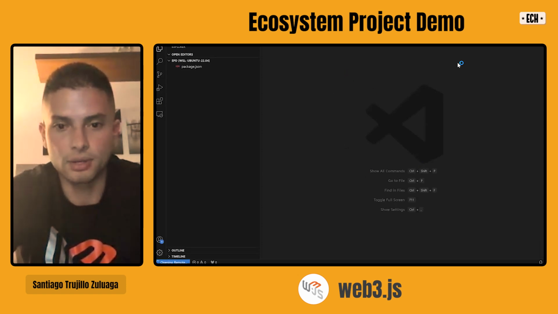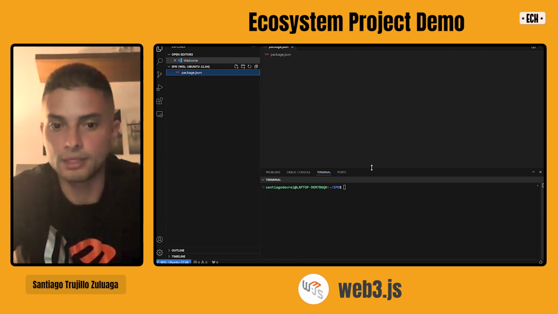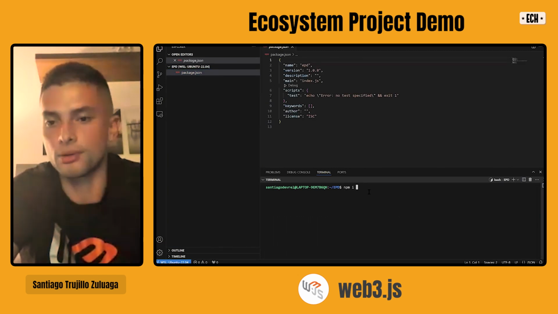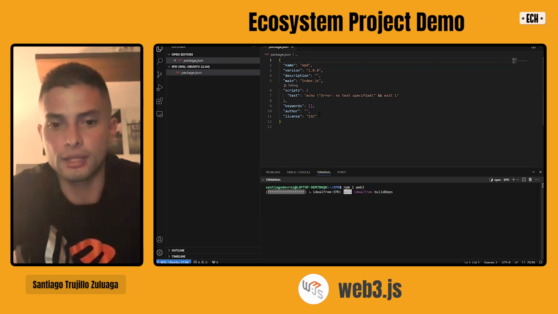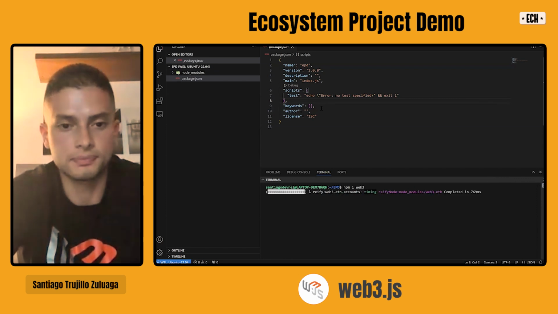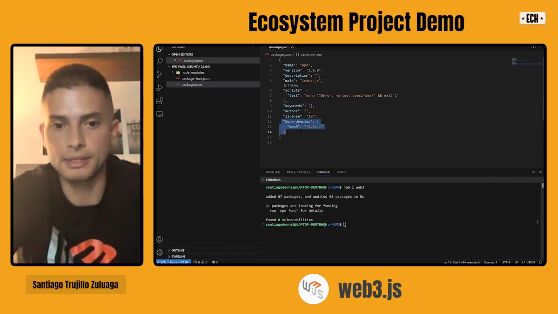So now that we have this code editor, we can install the Web3.js library just by running npm install web3. And then you will see that web3 will come here in the dependencies. Few seconds. Perfect. So now we have the dependencies here, web3 version 4.11.